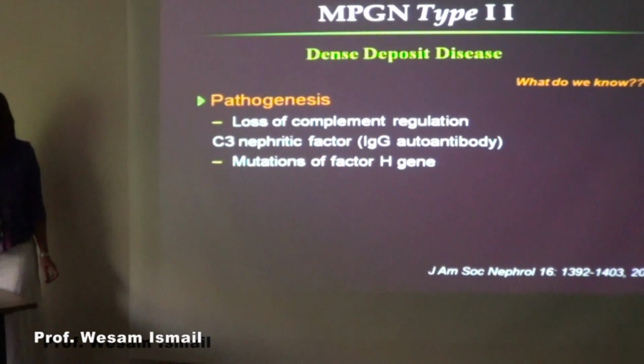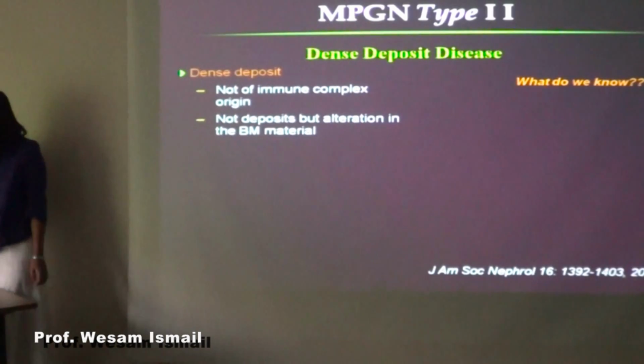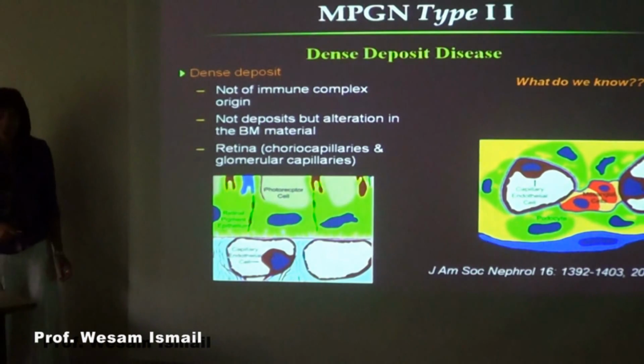What about its pathogenesis? We know that these are not immune complex deposits. These patients have loss of complement regulation, and I'm going to come to this in a minute. They have C3 nephritic factor, which is an IgG antibody, and they have mutations of the factor H gene, and this is their problem. We know that these deposits are not of immune complex origin; they are actually alterations in the basement membrane material rather than deposits coming from the circulation.